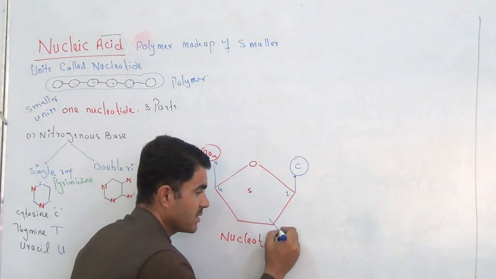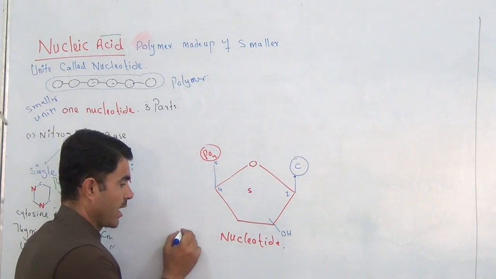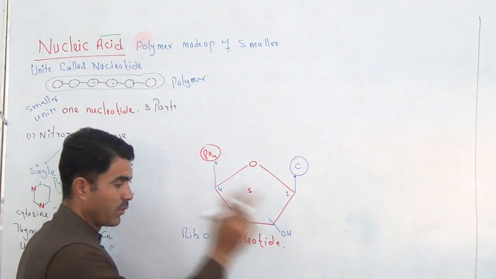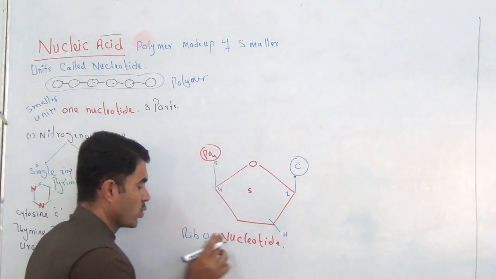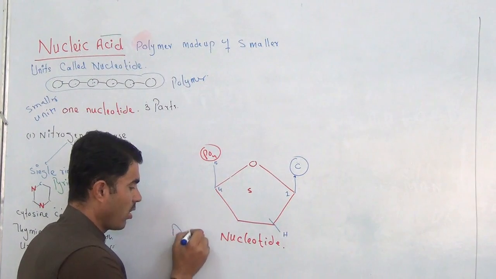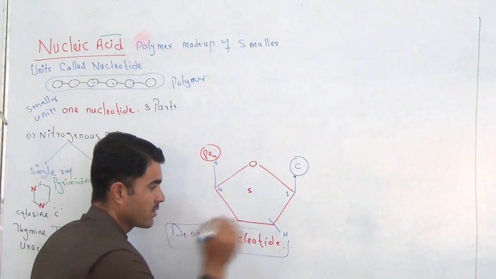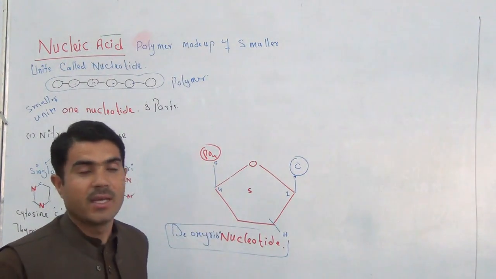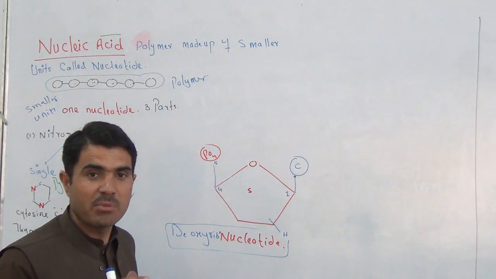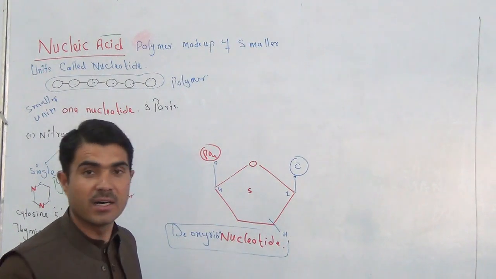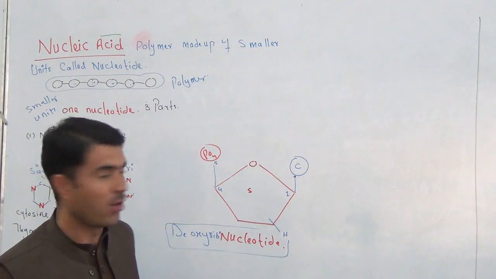Look, if I just attach OH at carbon number 2, this will be called ribonucleotide. That's simple. If there is no oxygen, only hydrogen is there, so we will call it deoxyribonucleotide. So this was another naming system for the nucleotide. So nucleotide can be named on the basis of the sugar or on the basis of the nitrogenous base. Keep in mind all these things.